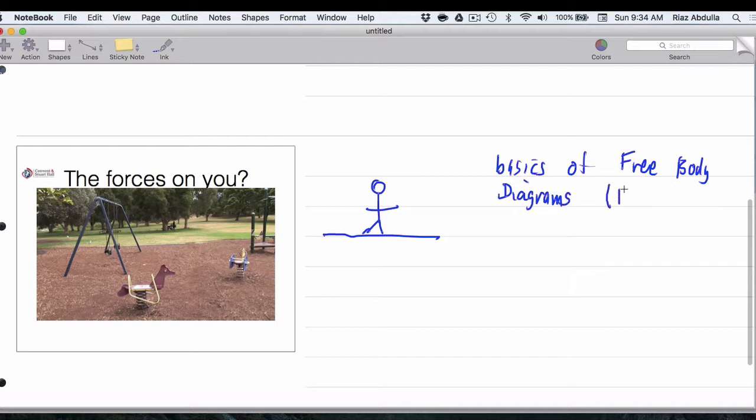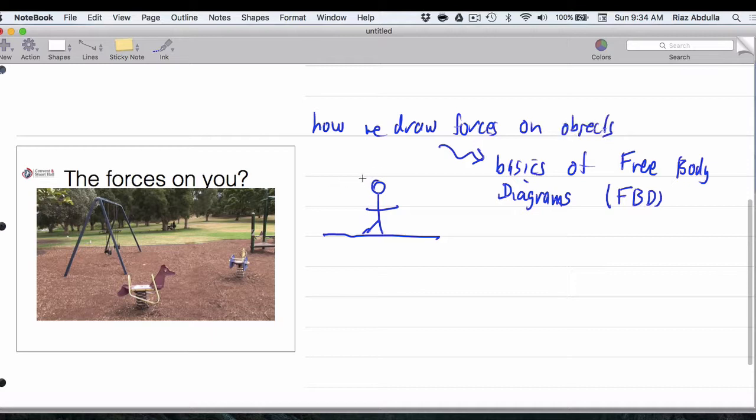And the abbreviation is FBD. We use that in physics, and you'll see it in some physics classes. And again, what we mean by a free body diagram is how we draw the various forces on things, the various pushes and pulls acting on objects.